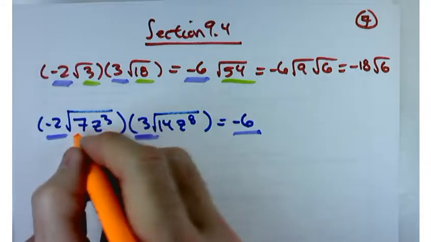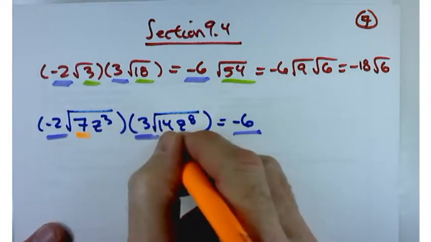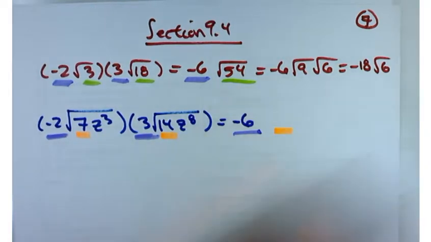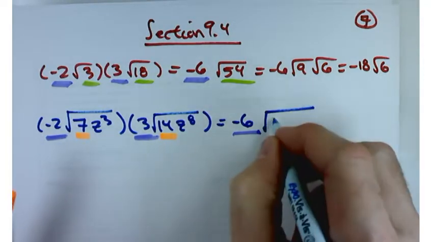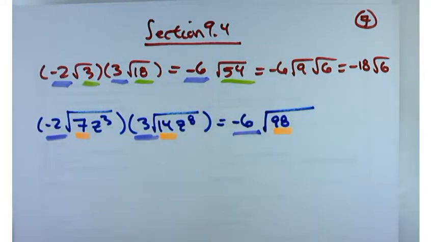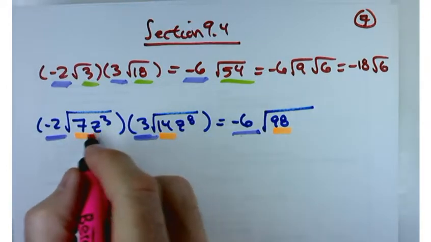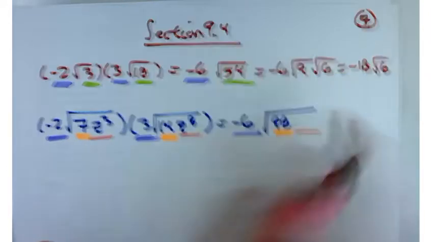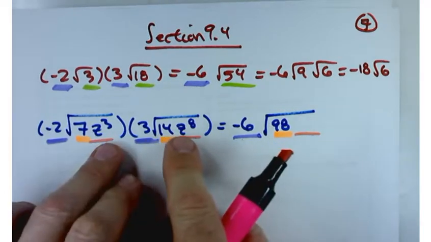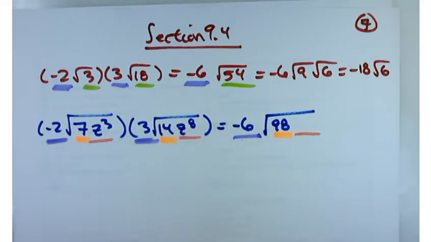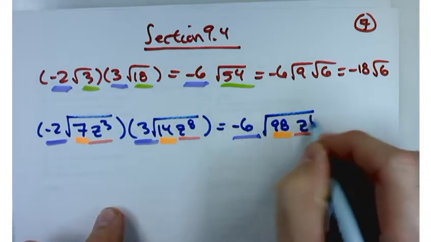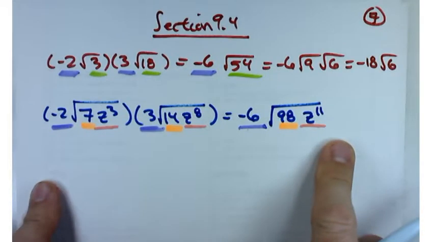Now, underneath the radical, you've got a 7 and a 14. So let's put that underneath the radical. 7 times 14 is 98. And then there's one other thing that's underneath the radical here. That's the z's. Z to the third times z to the 8th. What happens when you multiply things with the same base? Add the exponents. So z to the 11th here. And all these things are color-coded, so I hope you can follow along there.